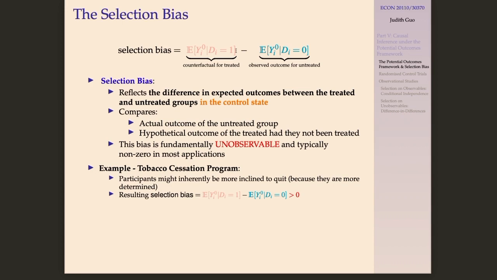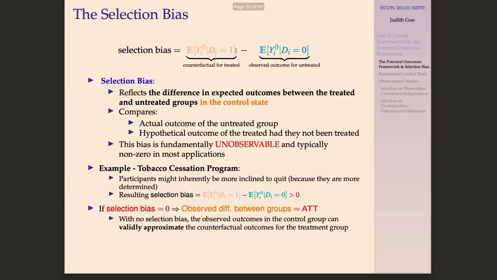Then in the absence of the program, those who are in the treatment group are more likely to quit smoking. So the control state outcome for the treatment group is higher than that for the control group, because the treated are just inherently more determined to quit. So selection bias is different from zero in most cases. And what we really want is to make the selection bias zero.